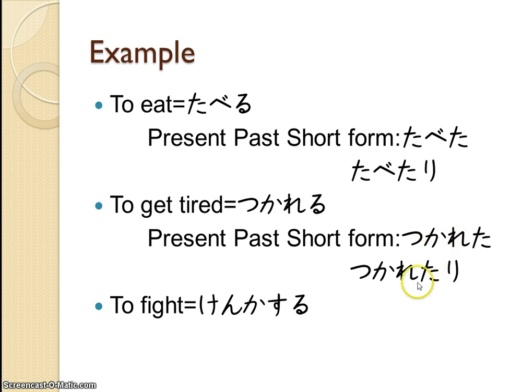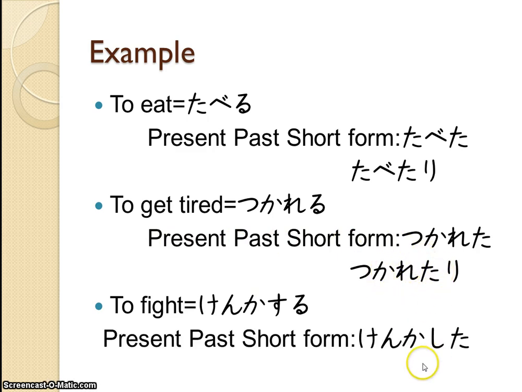Now, isn't it the same thing as using the stem and tari? Yes, but just like the TE forms, there's no indication that tells you that the ending of the present past short form is always ending in ta. It could be da or it could be nda. Okay, don't forget, just like TE form. So that's why we can't just say it's the stem plus tari. Okay, that's why we have to do short form plus ri instead.